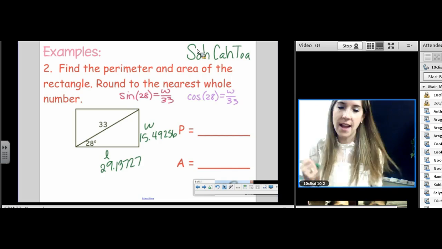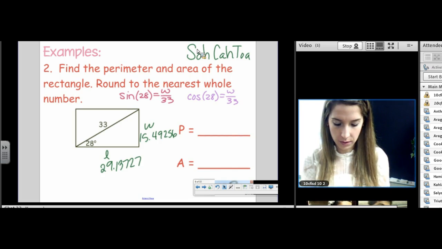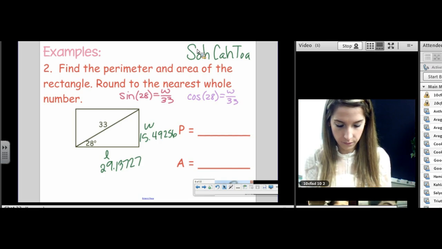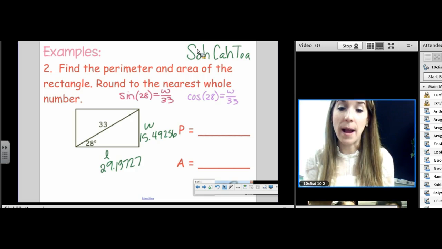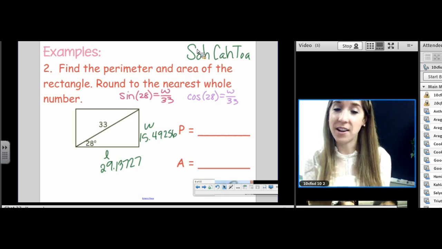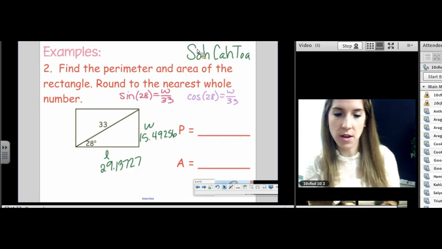About that. And now to find the perimeter, we're just going to double each one and add them together. So times 2 plus... What does it say to round to? It says to round to the nearest whole number. So actually, we might not have needed to keep that many decimal places. When you round it, what do you get?